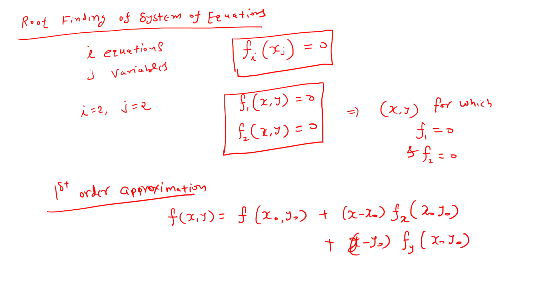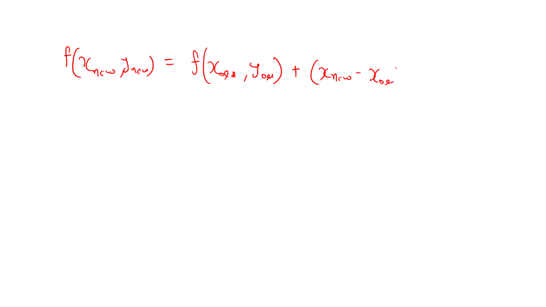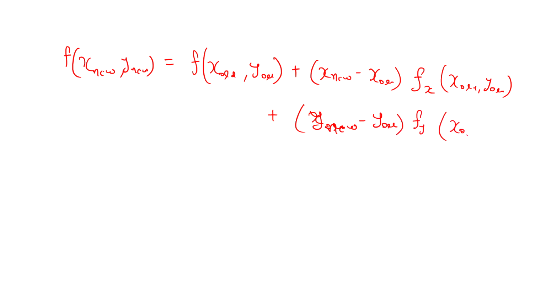Since here we are talking about a system of equations, the first order approximation which we wrote was f(x new, y new) = f(x old, y old) + (x new - x old) times the differential of f with respect to x at (x old, y old) + (y new - y old) times fy at (x old, y old).